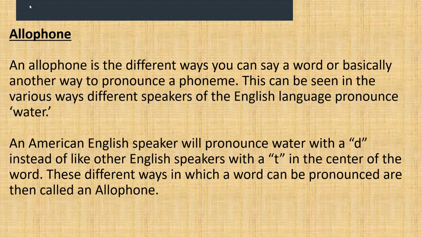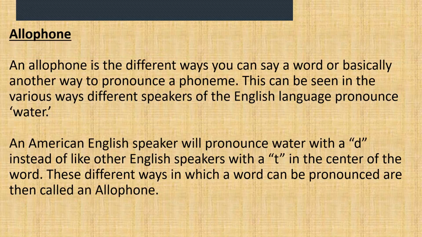So those are allophones. An American English speaker will pronounce water with a d sound instead of, like other English speakers, with a t in the center of the word. So the British people and others will say water one way, but Americans will say it another way. These different ways in which a word can be pronounced are then called allophones. Okay, that is allophone.